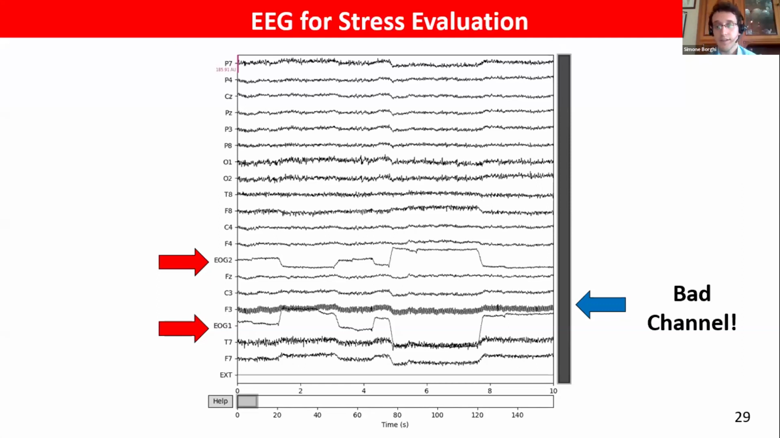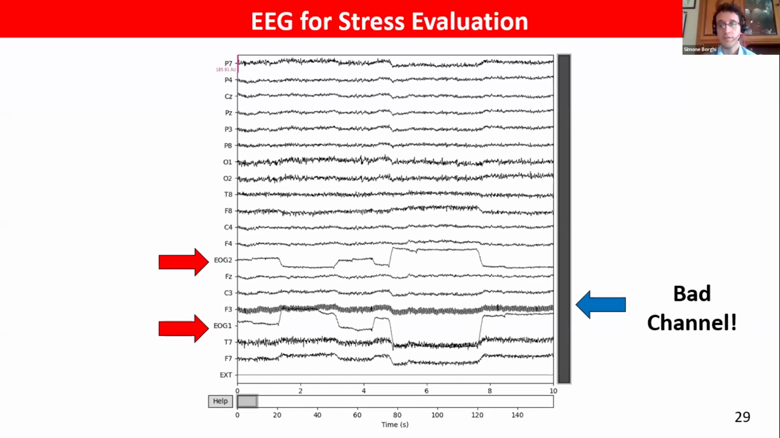So for example, in the blue arrow, we see a probably bad channel in which the contact is temporarily lost. Dynamic tasks meant that there were frequent movements, loss of electric contacts, and loss of interference. Therefore, the process of cleaning the EEG signal is crucial for accurate analysis and interpretation of stress-related data. Cleaning the EEG signal involves several steps to remove artifacts and noise while preserving the underlying neural activity of interest.